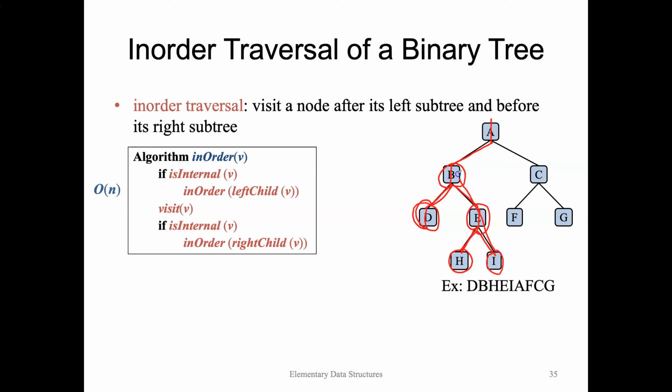Now we've already gone through everything in the left subtree of A, so now we can visit A, go down to C, visit its left child F, visit C, and then finally visit G.